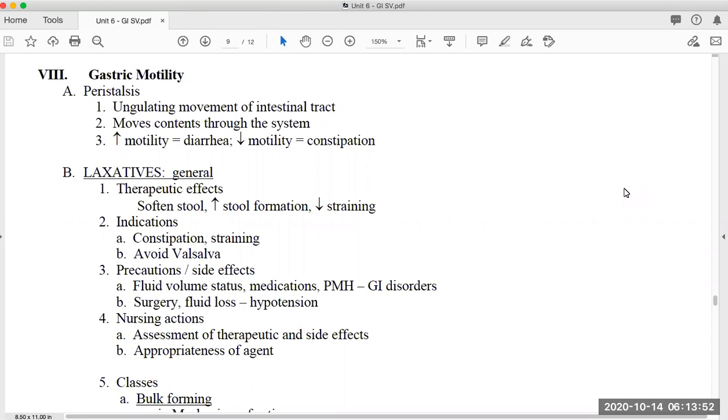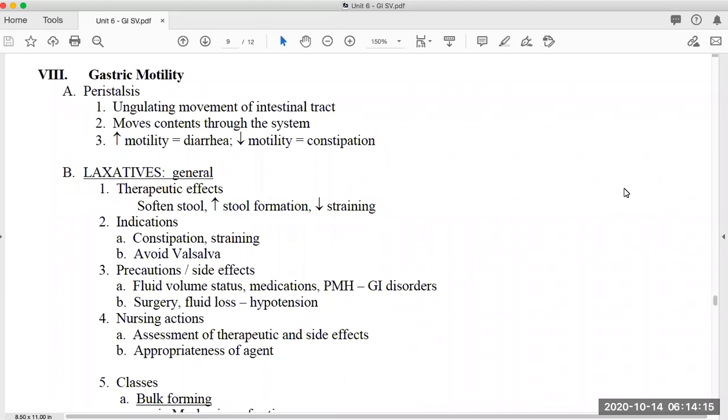So we've talked about what peristalsis is already. If a patient has increased motility, that's equivalent to diarrhea, right? We have too much motility going on in that intestinal tract, so the patient has diarrhea. If there's a decrease in motility, that is basically saying that the patient is constipated. So we have slow peristalsis, the patient's going to become constipated. Okay, so now we're going to go over all the different types of laxatives.